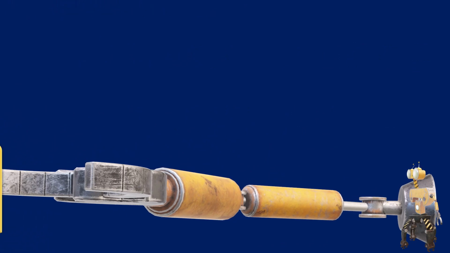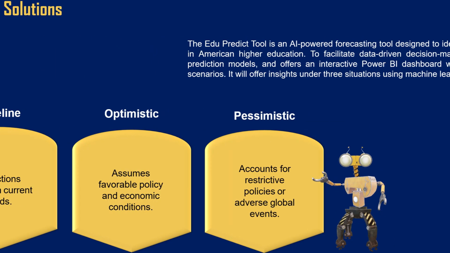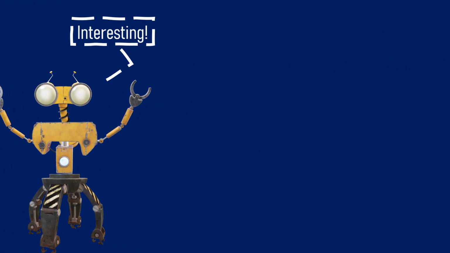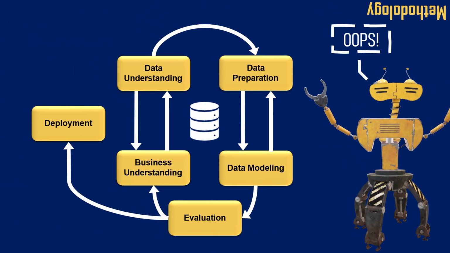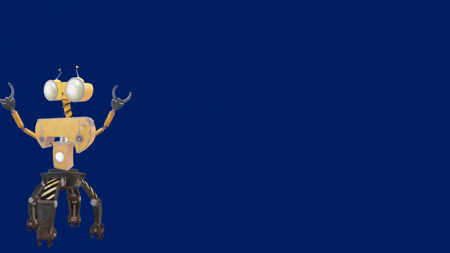Thanks, Rahul. Our solution, the EduPredict tool, forecasts enrollment trends based on three scenarios: baseline, optimistic, and pessimistic. It gathers historical data, builds predictive models, and visualizes outcomes through a user friendly Power BI dashboard, helping institutions make informed decisions. We followed CRISP DM methodology, which is a structured methodology starting from understanding the business problem, preparing the data, building and evaluating models, and finally deploying the solution. Each phase was crucial to ensuring the tool's accuracy and usability. Next, Arya will continue.